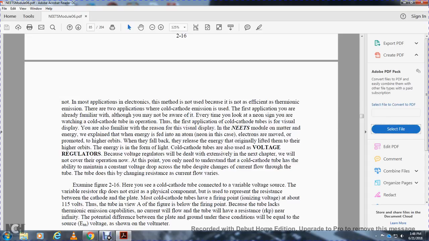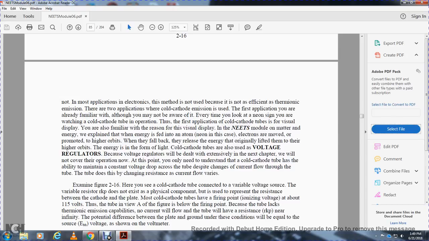You are also familiar with visual displays from the Neets module on atoms, where electrons are moved up and down to higher orbits. When they fall back, releasing energy, the energy takes the form of light. Cold cathode tubes are also used as voltage regulators. Voltage regulators will be detailed extensively in the next chapter, so we will not cover their operation now.